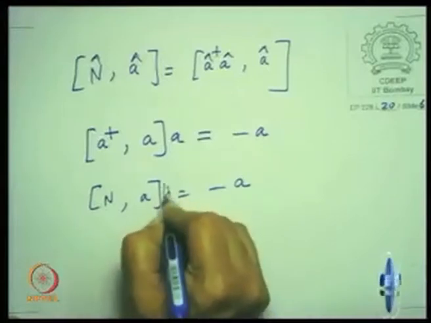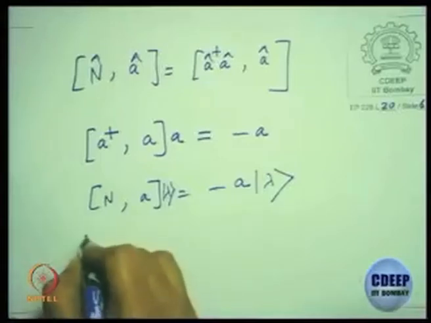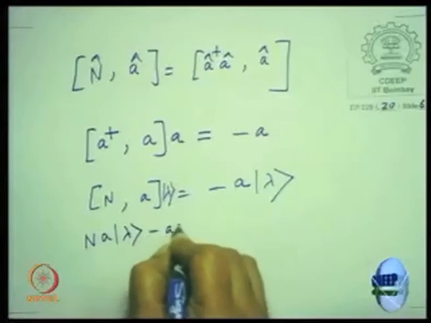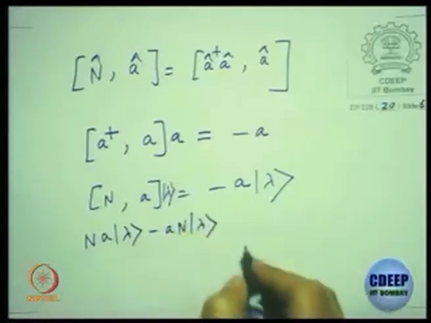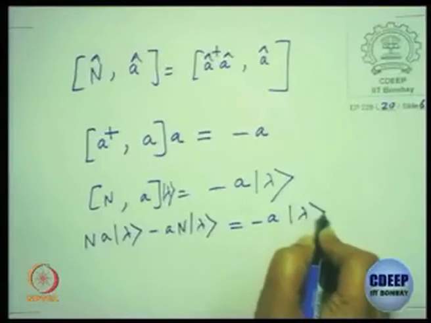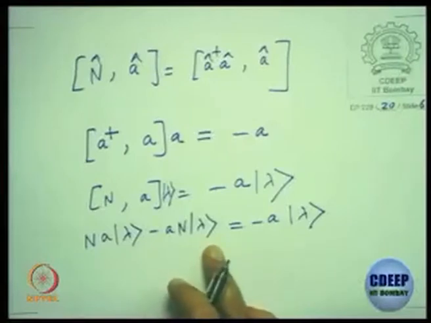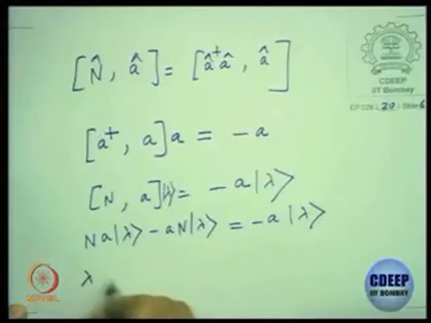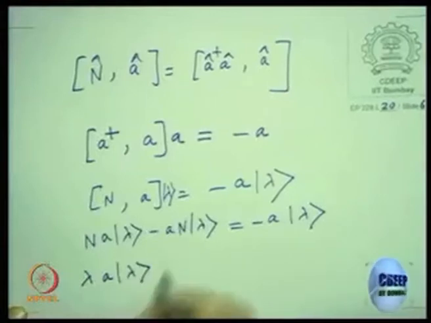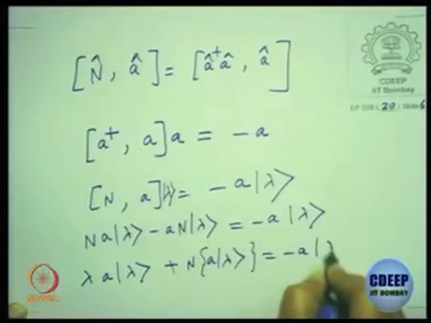Suppose I operate it on a lambda state, which is an eigenstate of the number operator. What will this be? N A on lambda minus A N on lambda, left hand side, equal to minus A on lambda. What is N on lambda? Lambda times lambda. It's an eigenstate of the N operator. So we will write lambda A on lambda plus N on A of lambda equal to minus A of lambda.